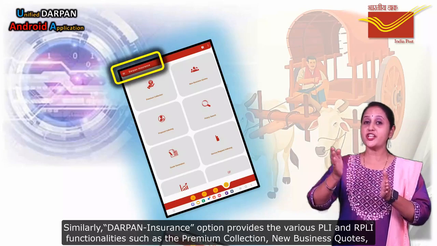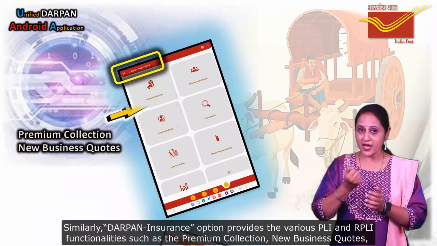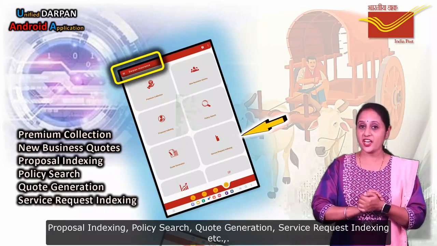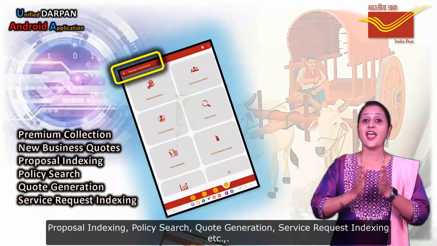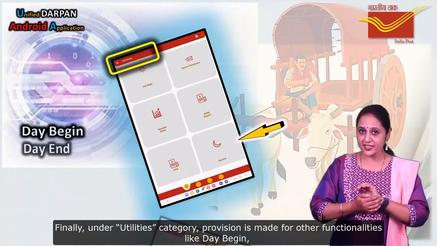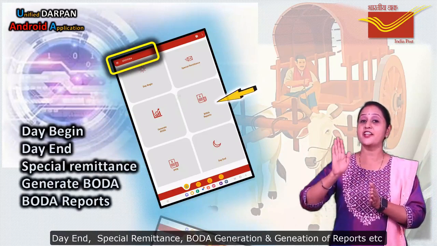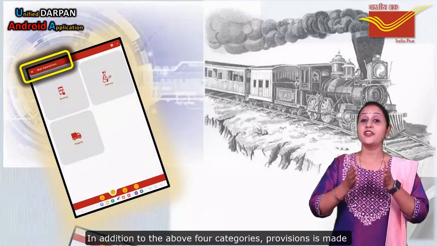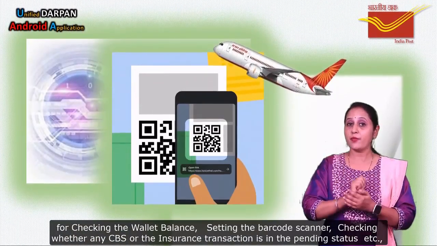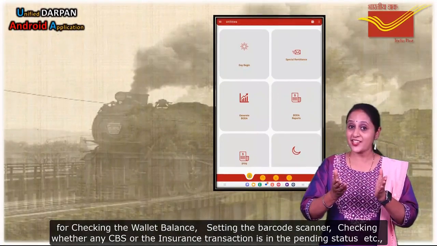Similarly, Darpan Insurance option provides the various PLI and the RPLI functionalities such as the premium collection, new business codes, proposal indexing, policy search, quote generation, service request indexing, etc. Finally, under utilities category, provision is made for other functionalities like day begin, day end, special remittance, bag generation and generation of reports, etc. In addition to the above four categories, provision is made for checking the wallet balance, setting the barcode scanner, checking whether any CBS or the insurance transaction is in the pending status, etc.